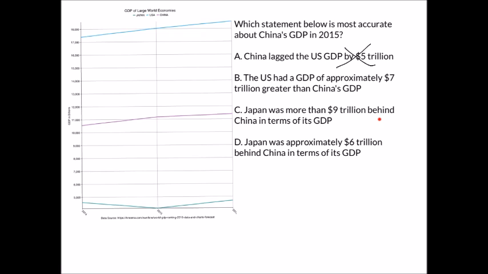Japan was more than 9 trillion behind China in terms of its GDP. Well, you come down here to Japan and it's somewhere in the middle. So that's 1, 2, 3, 4, 5, 6. So it wasn't 9 trillion behind, so we know that wasn't true. But here, D, it does say 6 trillion. But the trick there is the question was about 2015. In 2014, it was behind 6 trillion. But in 2015, where the question is being asked, it was not. So usually on these types of problems, you'll have one that's correct, and then you have one that might be, and then two that are kind of out of it if you misread the question.